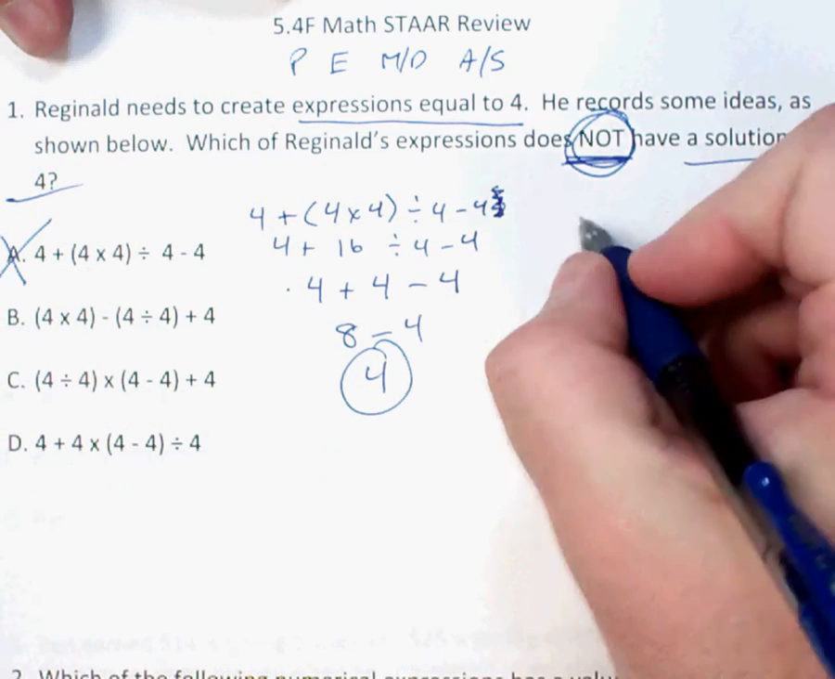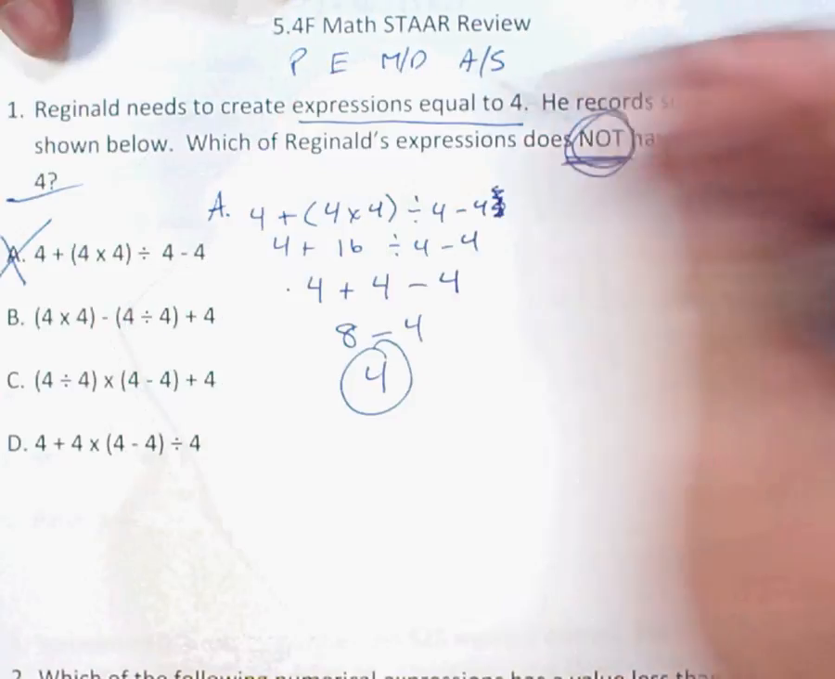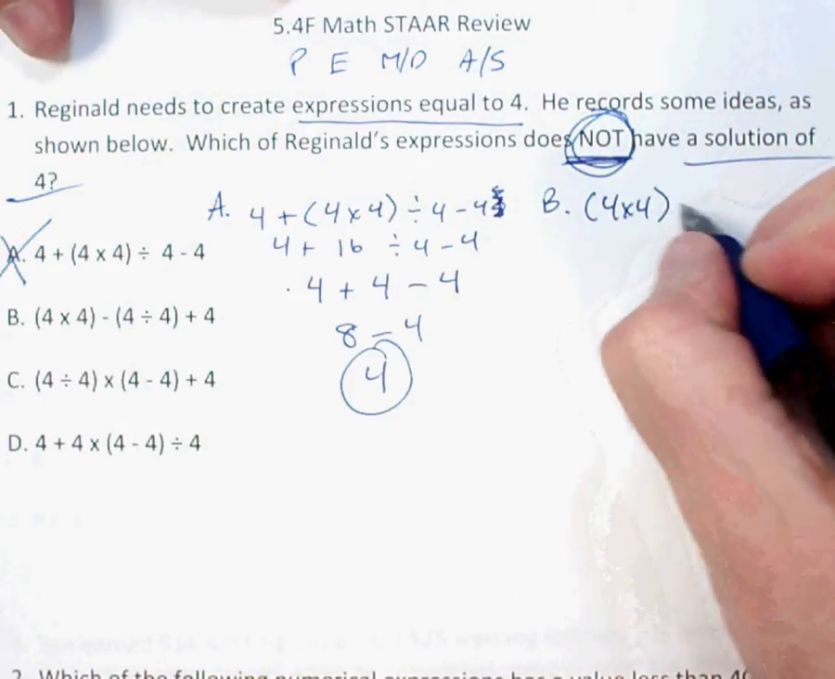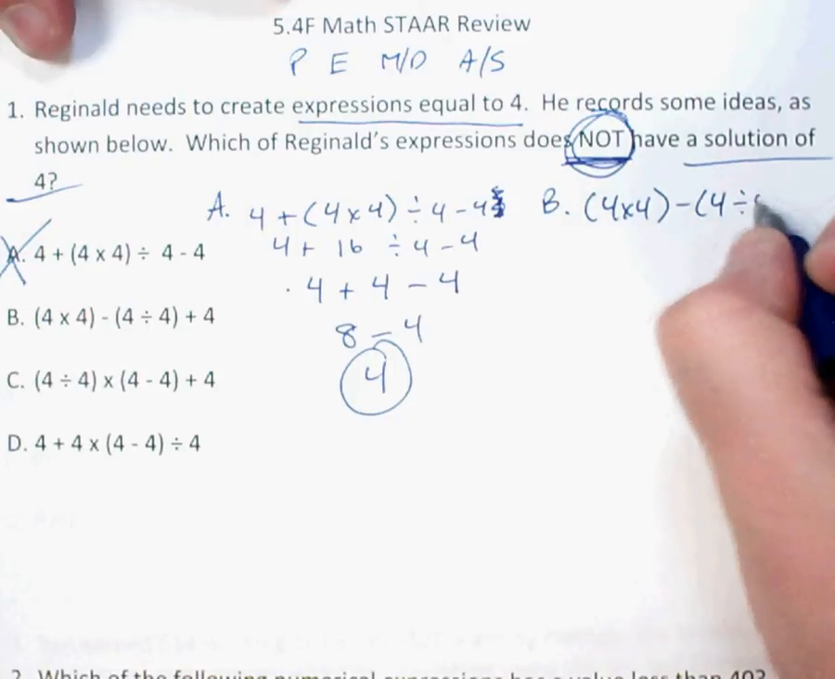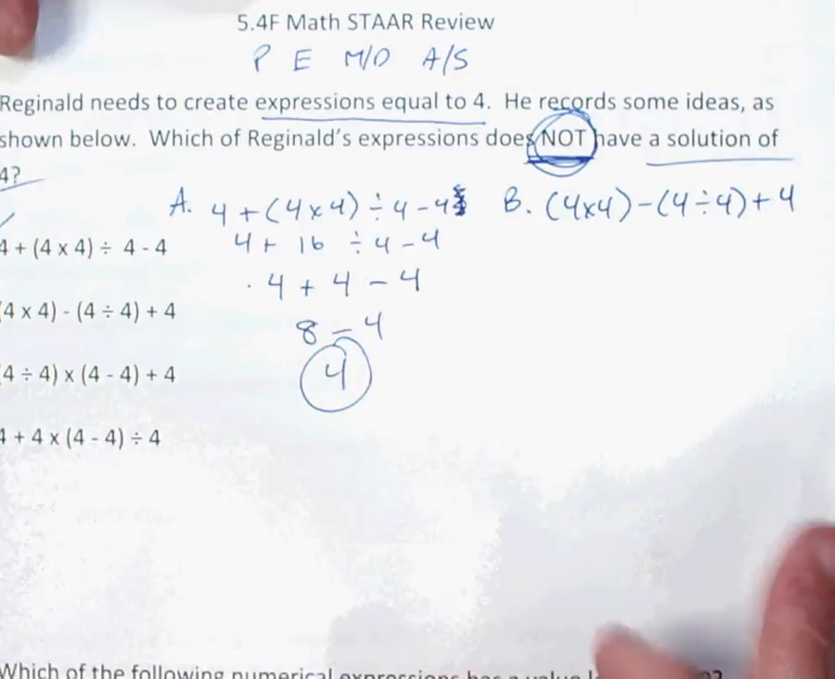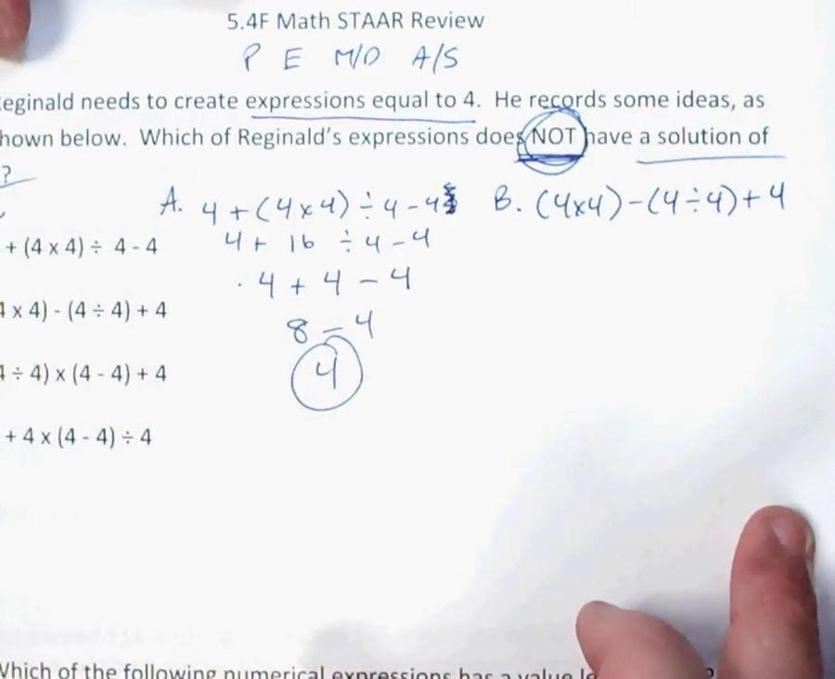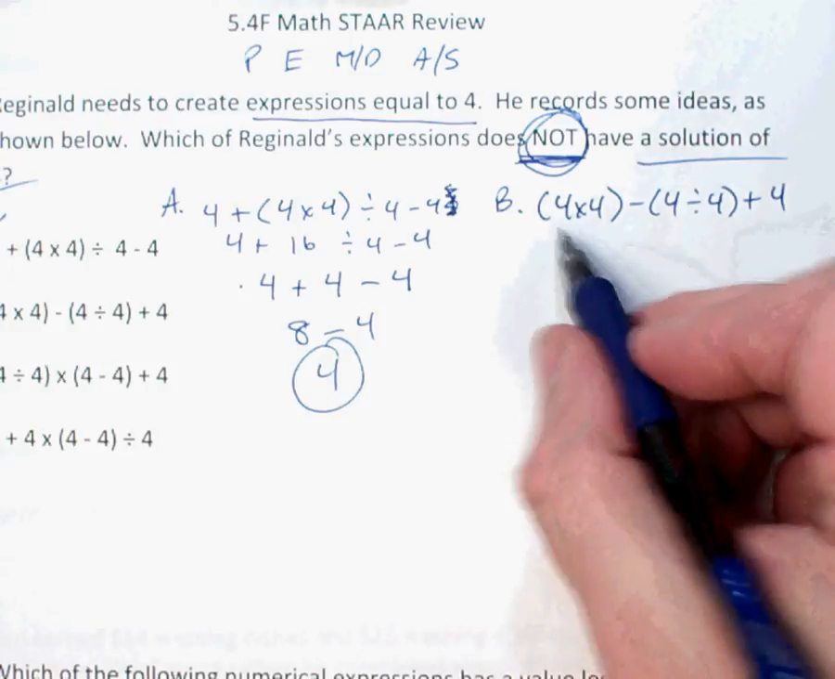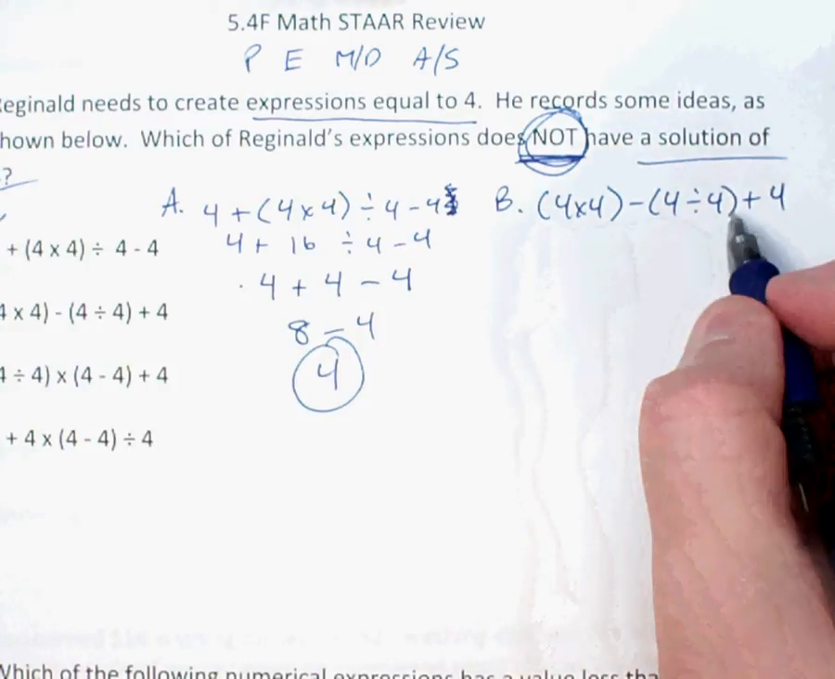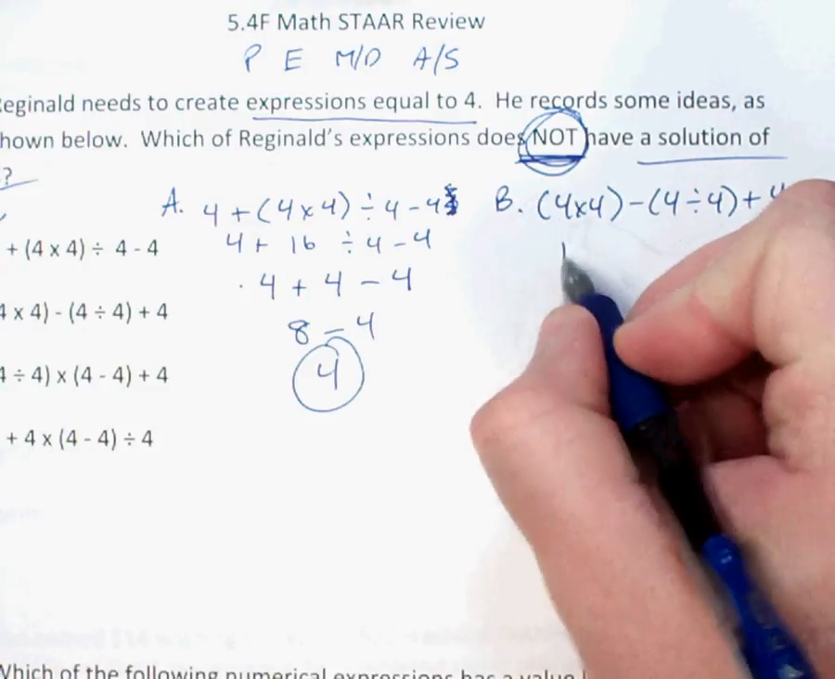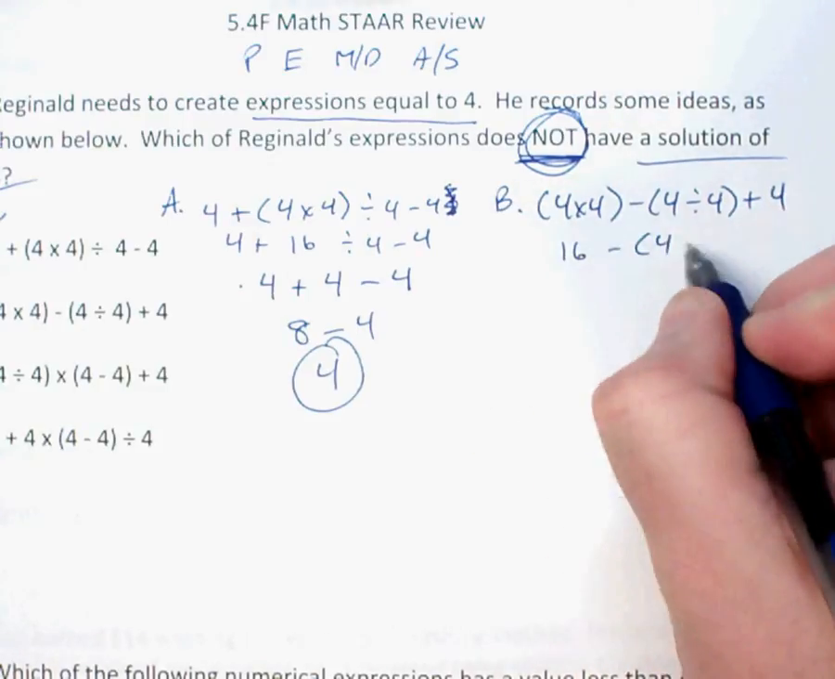All right, so on to letter B. I'm going to label these A, B, C, D. I'm going to scoot over a little bit so everything's in the frame. My answer choices won't be, but you'll be able to see this. So step 1, I'm going to do the parentheses first. That's what PEMDAS tells me I'm supposed to do first. So 4 times 4 gives me 16. Then I'm going to rewrite.